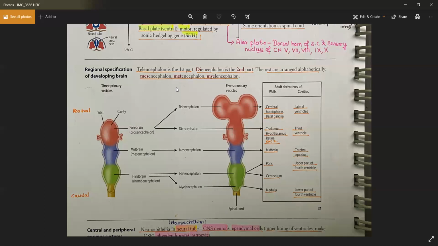Any doubt? No, thank you. And after that, your spinal cord is present.